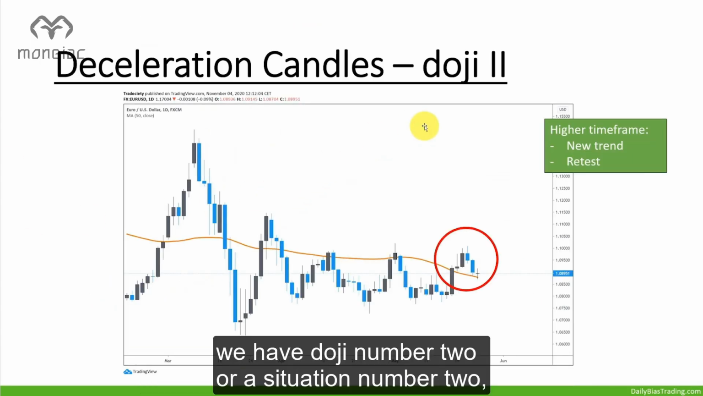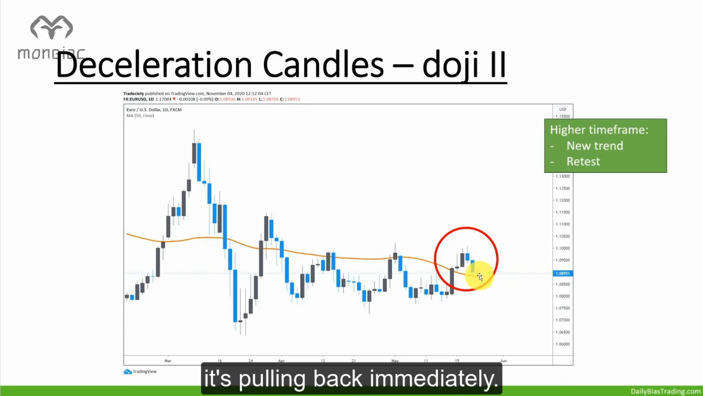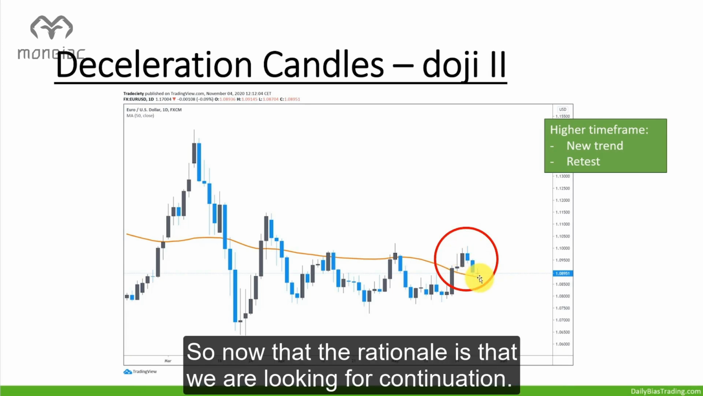Here we have doji number 2 or situation number 2. The market just broke above the moving average, rallied away a little bit. It's pulling back immediately. So now the rationale is that we are looking for a continuation.